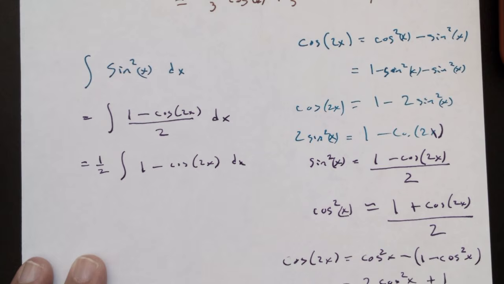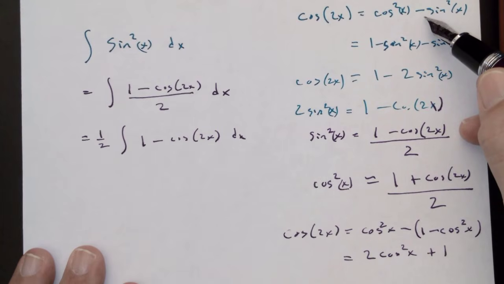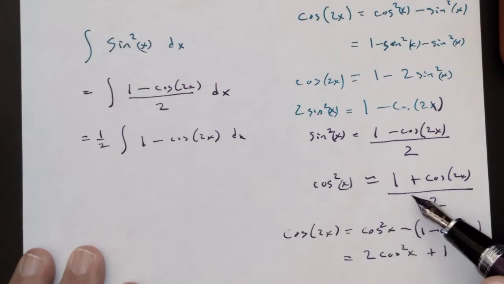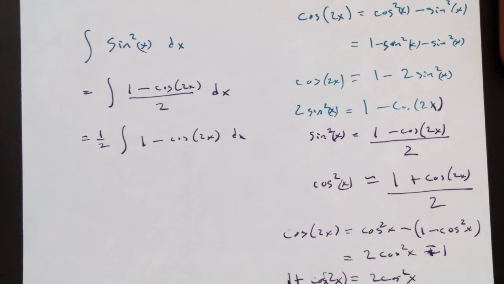I replaced it with the 1 minus cosine squared. I'm starting from here again to get the new version in cosine squared. That's why the sign changes. Oh, that's a minus 1. So when I move it over there, it becomes 1 plus cosine 2x is equal to 2 cosine squared x. So that's 1 plus instead of 1 minus.